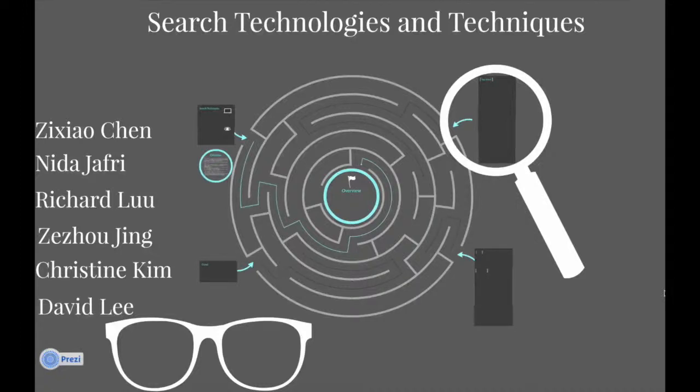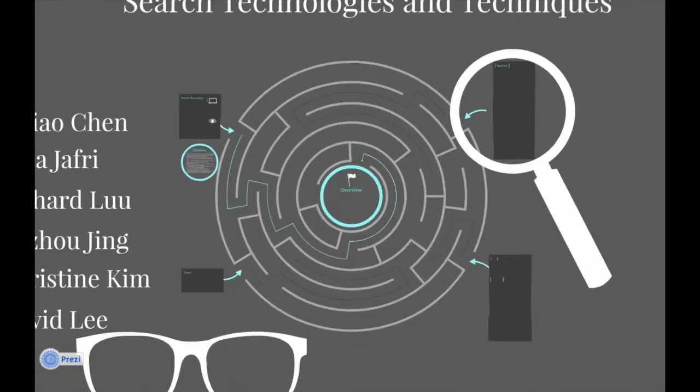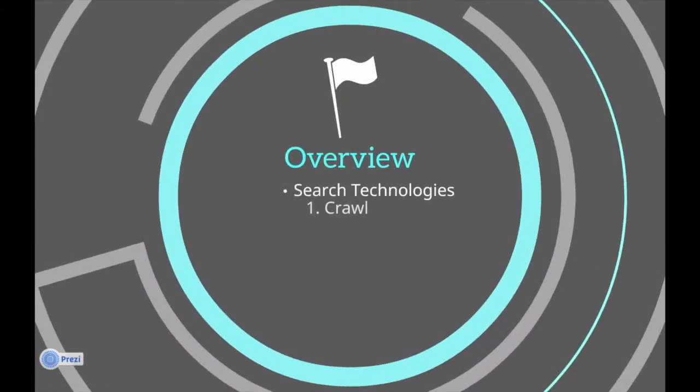Search Technologies and Techniques by Group 17. Search technologies include three main components: the crawl, the index, and PageRank. Search techniques narrow down your search results by adding symbols and words to your search called search operators.